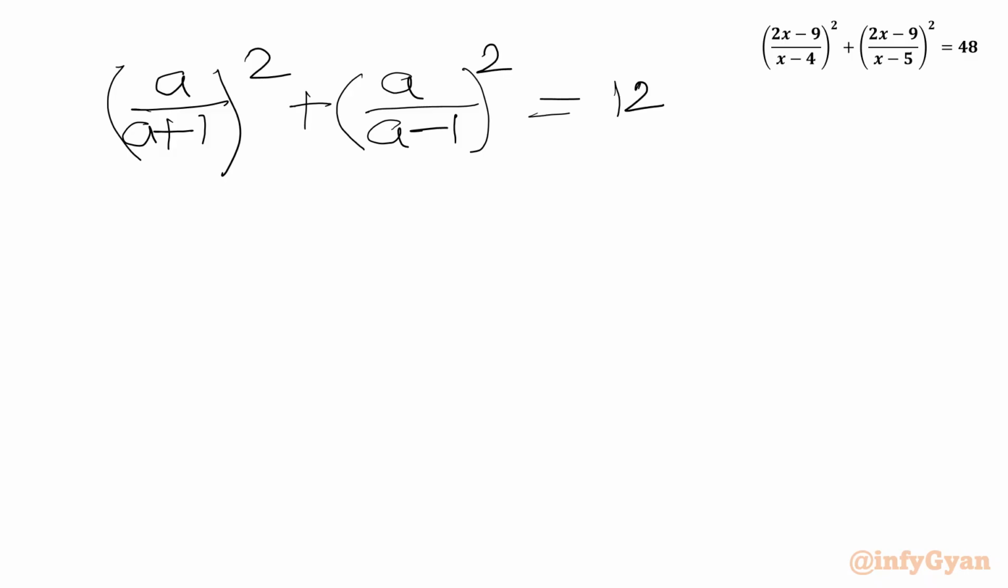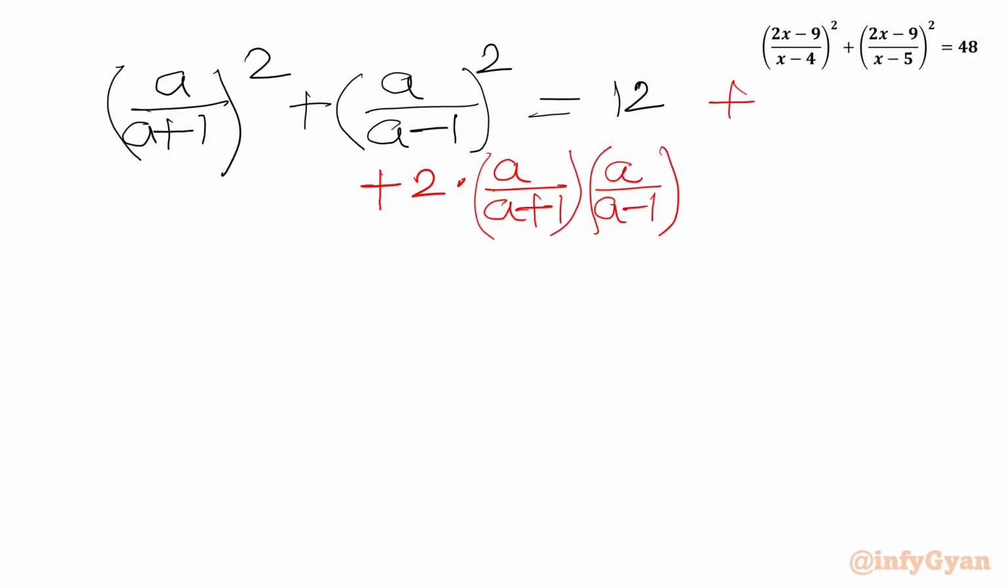Now I will add the product of these two brackets times 2 to both sides. So I will write here 2 times a/(a + 1) in LHS times a/(a − 1). So the same we will add to the RHS: 2 times a/(a + 1) times a/(a − 1).